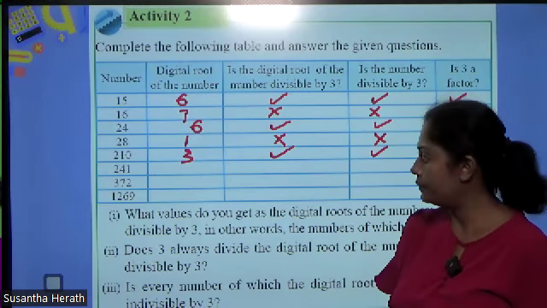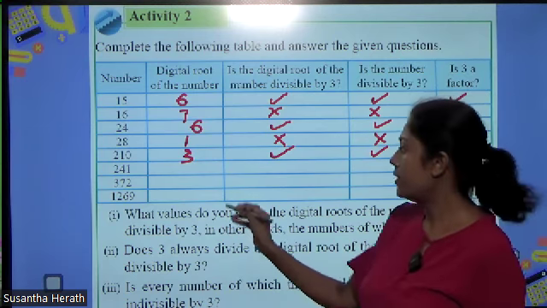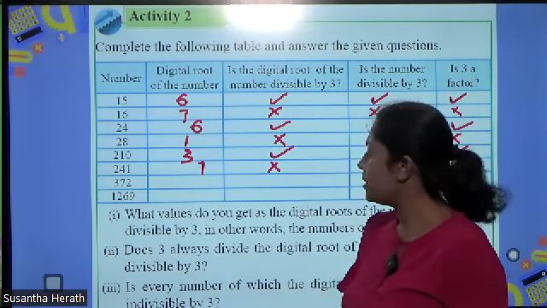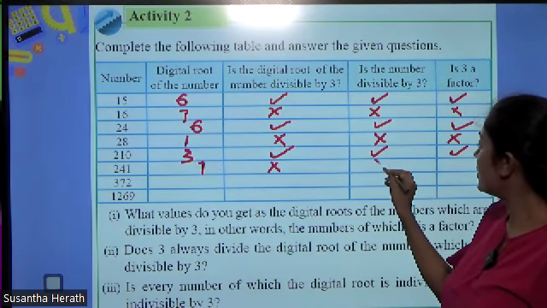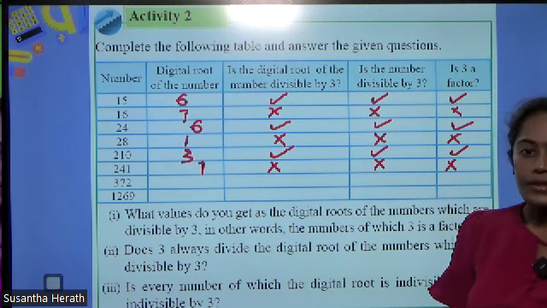241. 2 plus 4, 6. 6 plus 1, 7. Then this is not divisible by 3. Then number 241 also not divisible by 3. Then that is not a factor of that number.